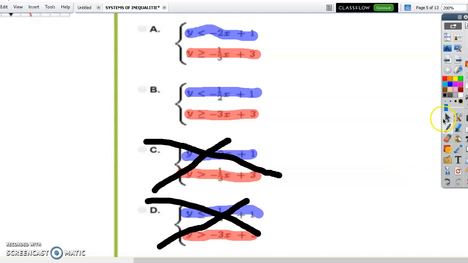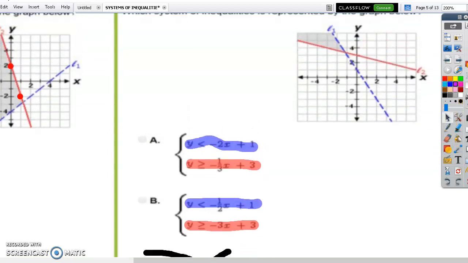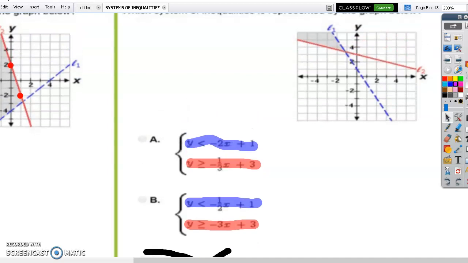The blue line is a line that is dashed. Therefore, that's the one without the line under your inequality. Now, the next difference that I noticed is our slopes. Our slope for our blue line is negative, and for our red line is negative. So we have a negative slope for blue, negative slope for red in both systems. So that doesn't help us out. We can't cancel anything out.